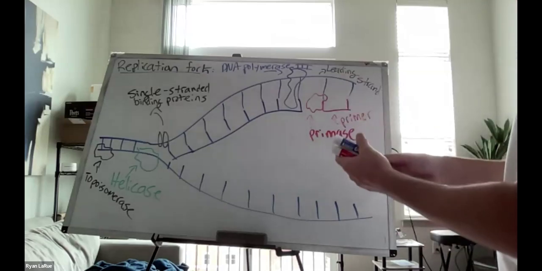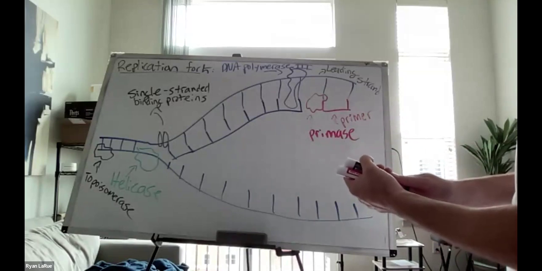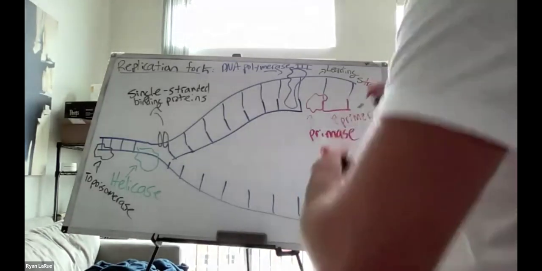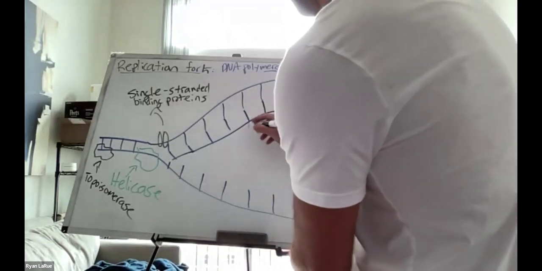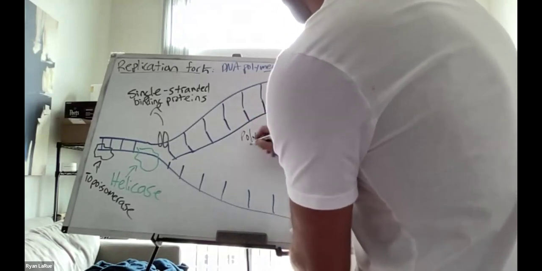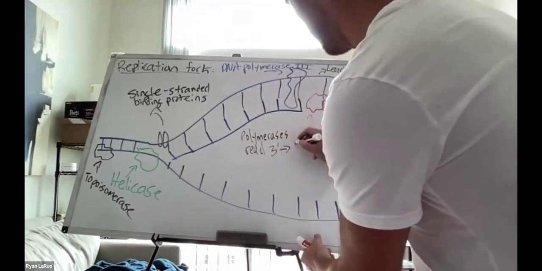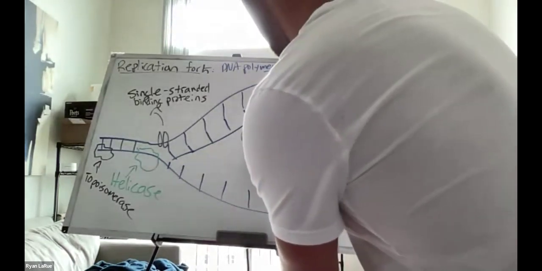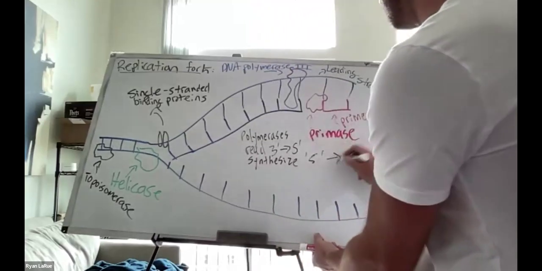So polymerases, I ran out of room on this whiteboard. Where could I write it? Might have to erase it in a minute, but we'll see. But I'm going to try to squeeze it in here. Polymerases read in the 3 prime to 5 prime direction, comma, synthesize 5 to 3.